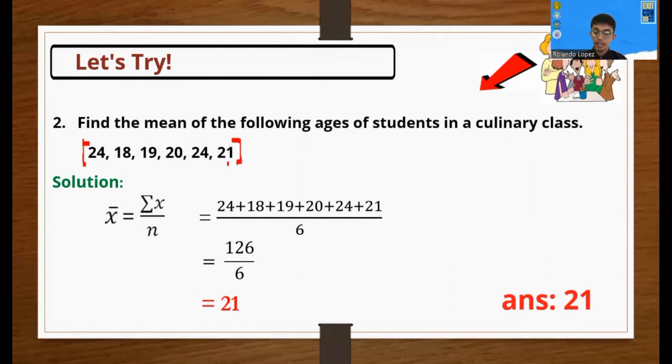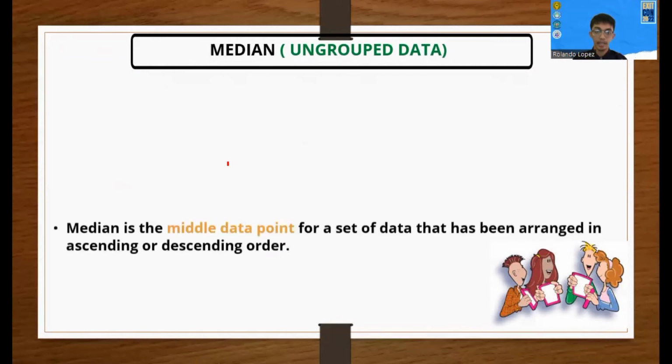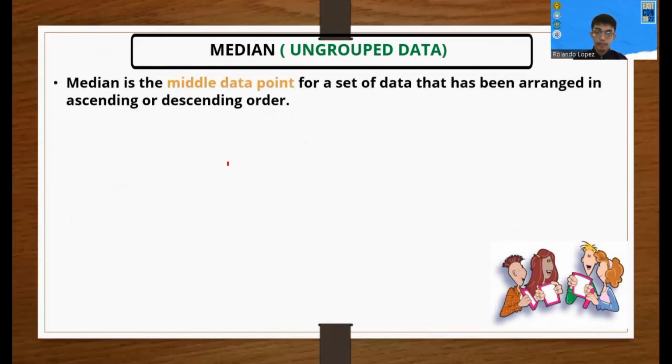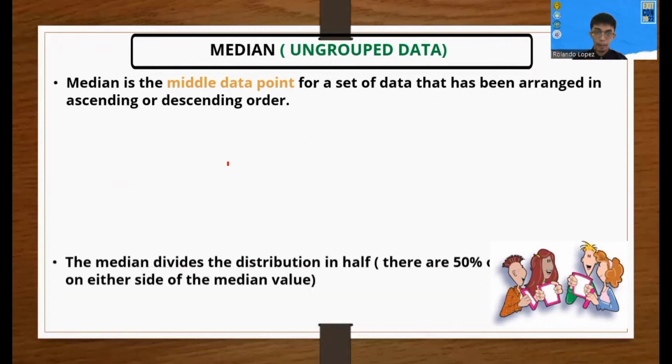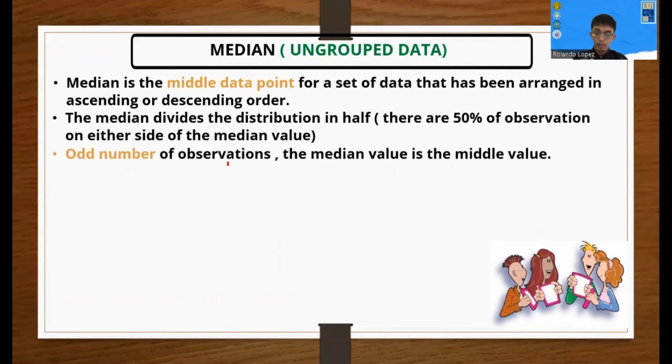Let's proceed to the second measure of central tendency, which is the median. Let's define the median. Median is the middle data point for a set of data that has been arranged in ascending or descending order. The median divides the distribution in half. There are 50% of observations on either side of the median value. Add number of observations, the median value is the middle value.